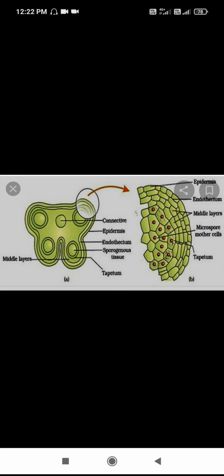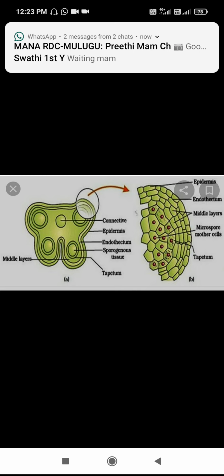The primary wall layer further undergoes periclinal division to make the sporangial wall, and the innermost layer forms the tapetum. Spore mother cells undergo meiosis and form haploid microspores or pollen grains.